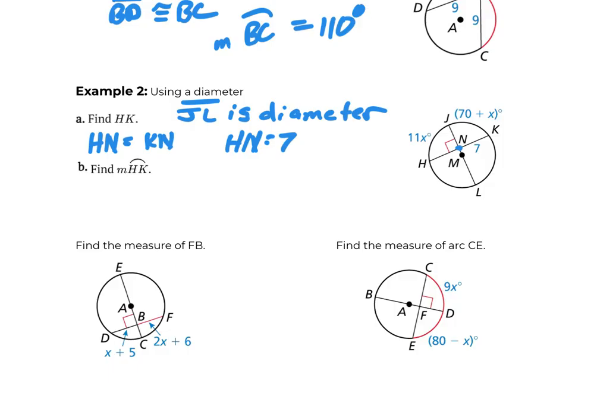Okay, what we're trying to find is HK. Really pay attention to what's being asked, okay? HK is the length of this whole thing. So if this is 7 and this is 7, then that means that HK is 14. It's the length of the whole thing.